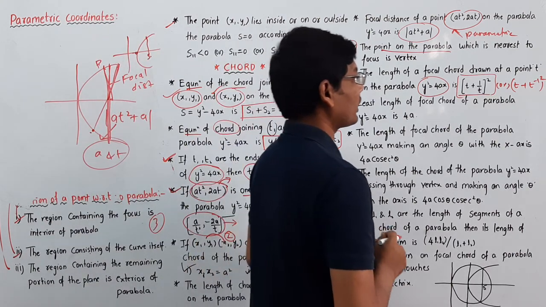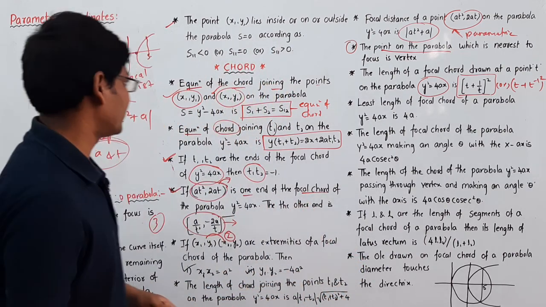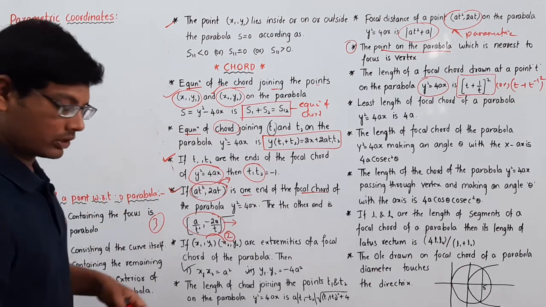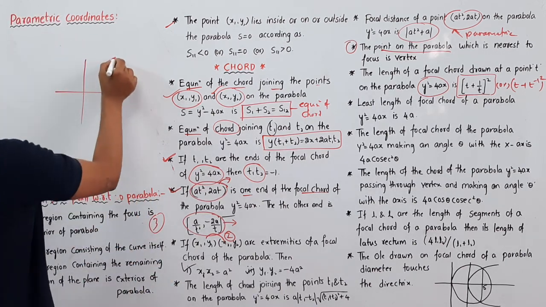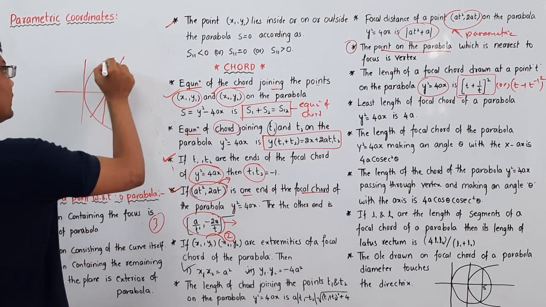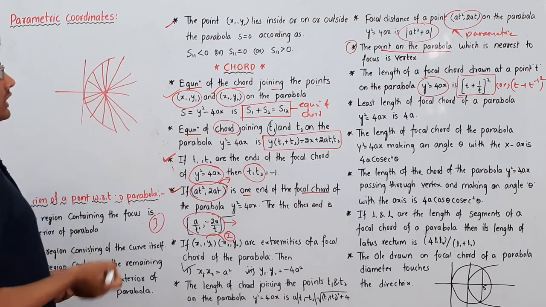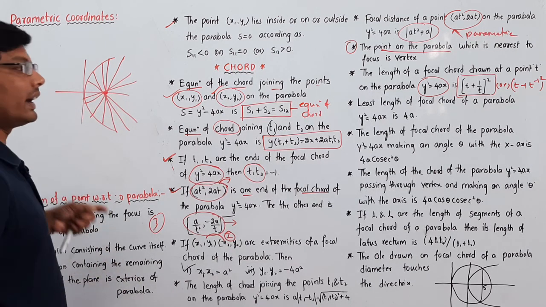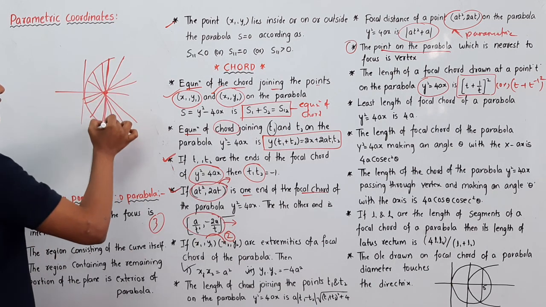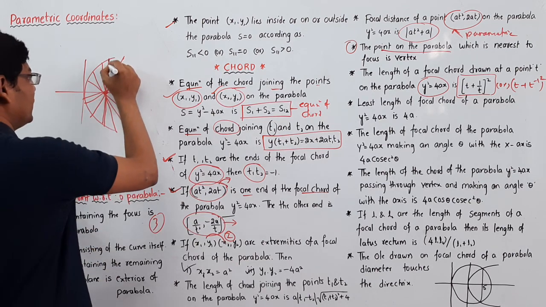Least length of the focal chord of a parabola. It cannot be perpendicular. Remember this point, it is an important point. This is a focal chord, and this is also a focal chord, and this is also a focal chord. These are all focal chords which are passing through the focus. All are called focal chords here. And if you ask the least length of the focal chord, this is the least length. Here, if you take any line, this is the least length.